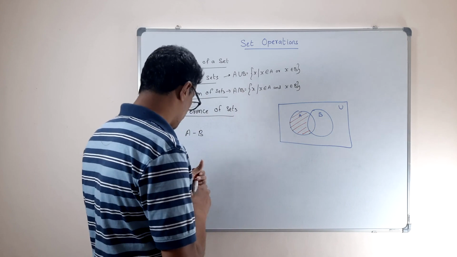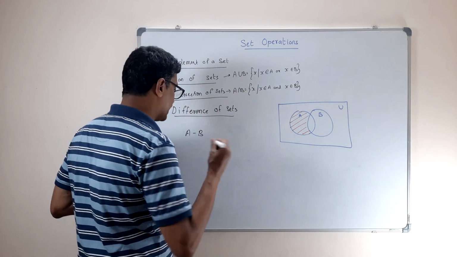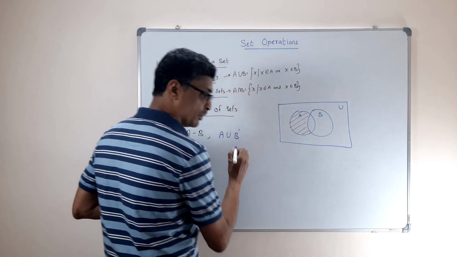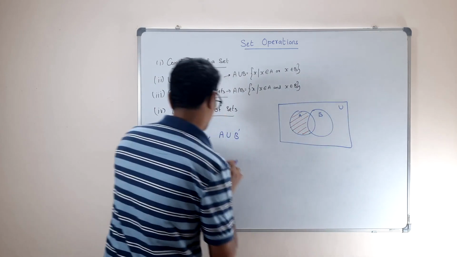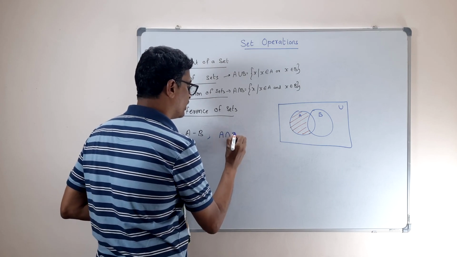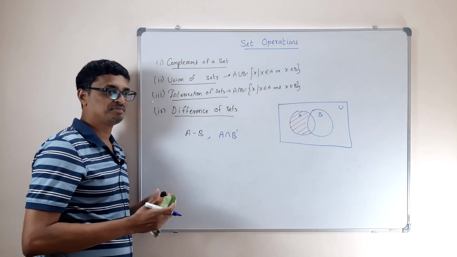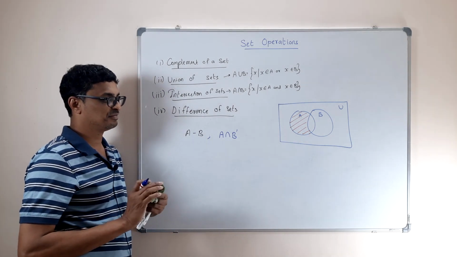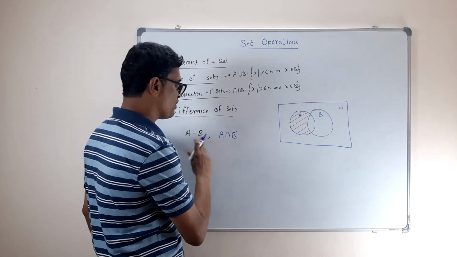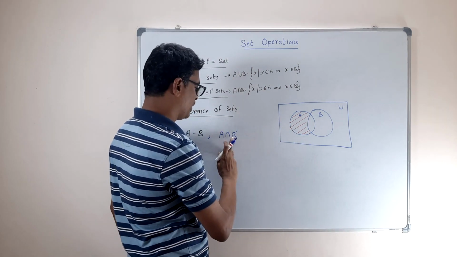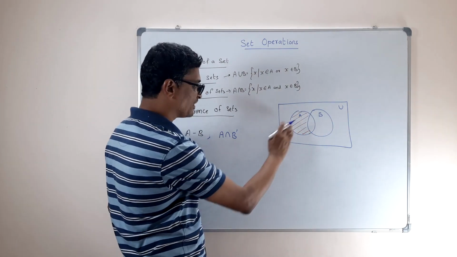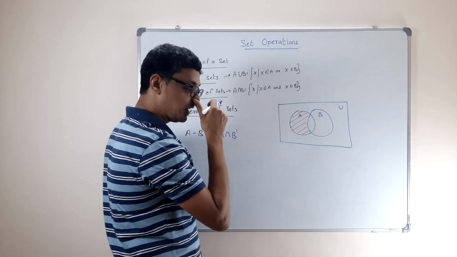A minus B can also be written as A intersection B complement. Are they both the same? Yes. See, your A minus B is this. B's complement will be everything outside, and the intersection will be only this portion. In a similar way you can do it also.